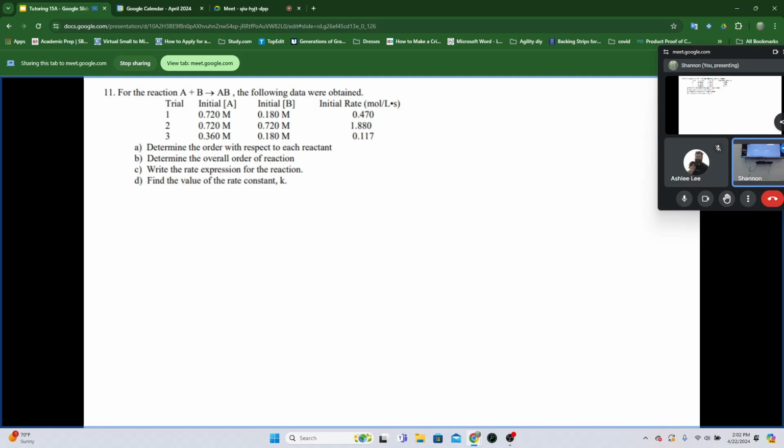But why not for A? Okay, so let's look at A. Here you have 0.72 divided by 0.36, so that's 2. Here, 0.18 divided by 0.117 is 4. So what you're actually determining here is 2 to the what equals 4. This is your factor change in concentration of A, right? This is the factor of the rate change. So 2 to the what power equals 4?